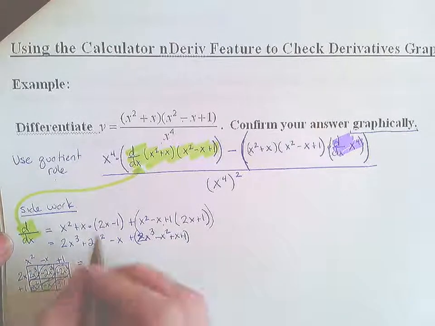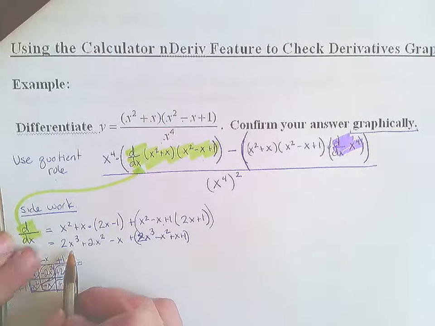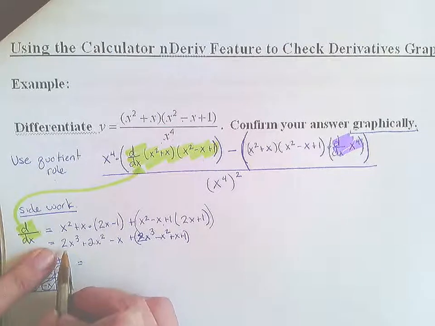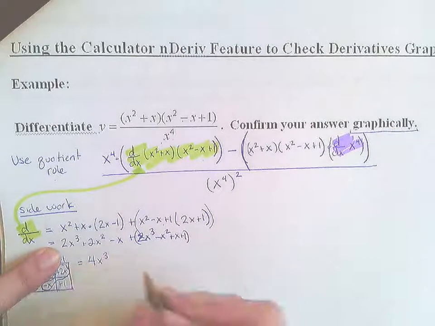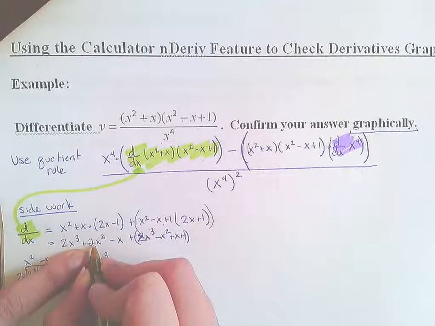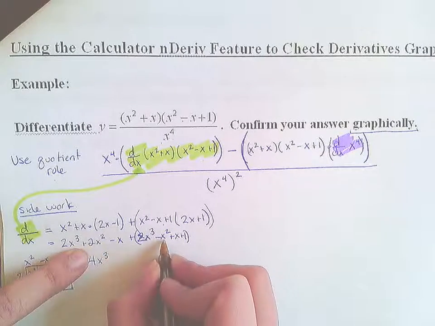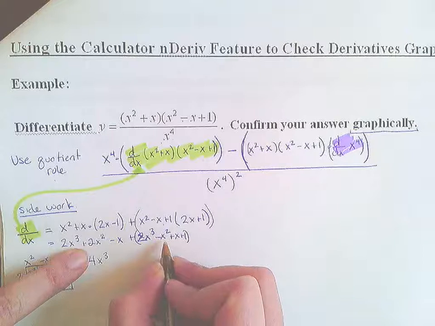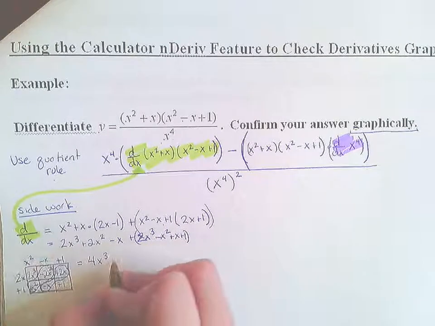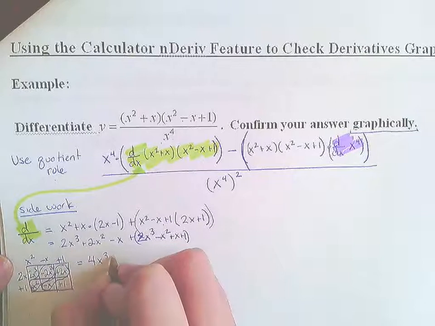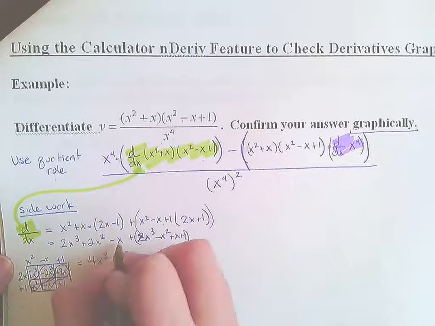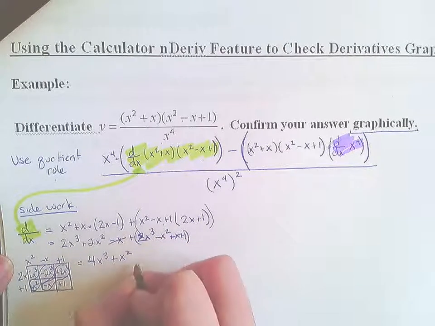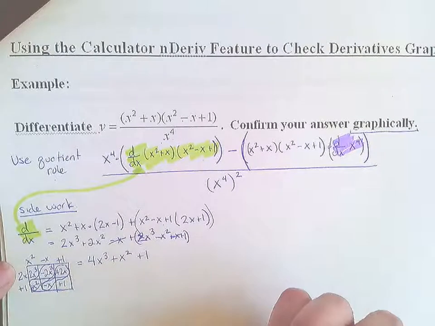So now I'm going to continue my side work by combining things that are the same. And you notice that this is 2x cubed plus 2x cubed, which gives us 4x cubed. The squareds is 2x squared minus an x squared, which gives us a plus x squared. The x's is negative x plus x, which actually cancels out. And then we're left with plus 1.